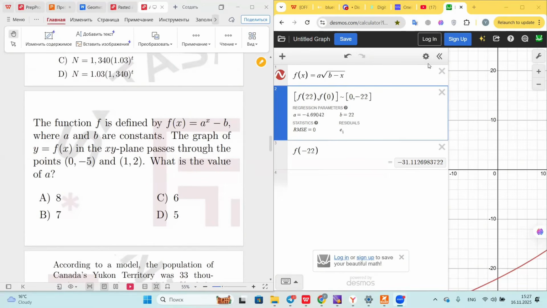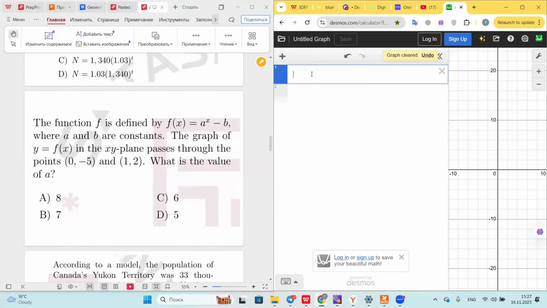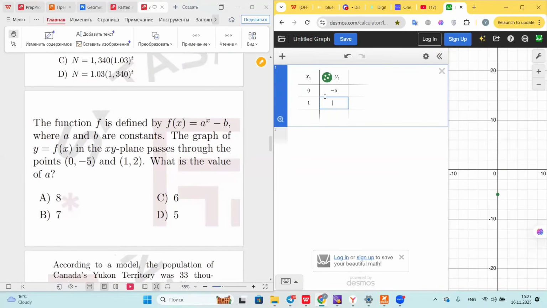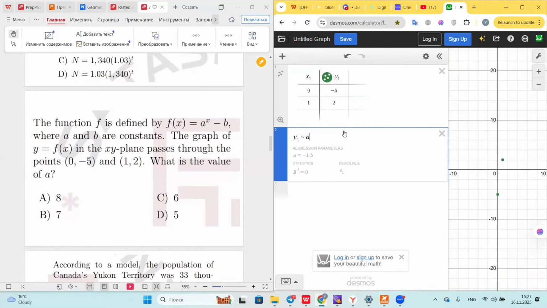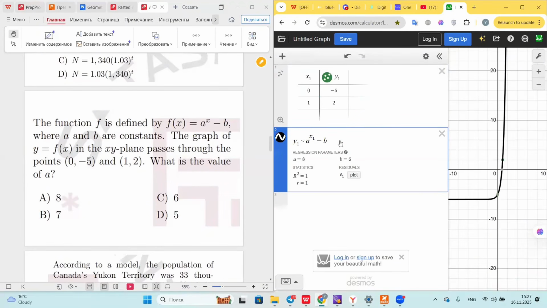So guys, here also we should use a table in this problem. Just open a table and give it the values 0 and -5, another one, 1 and 2. Yeah, and now you can write y1 equals a to the power of x1 minus b. You can see your regression without using this. You can yourself create your own regression as well. Here you go, guys. Now the value of a is found, the answer is a.